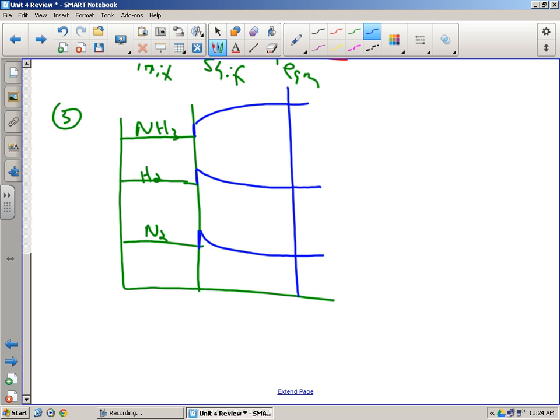And that'll be your final equilibrium here again. And this will be your shifting part. And this will be your initial here. Okay. So that's Le Chatelier's principle.